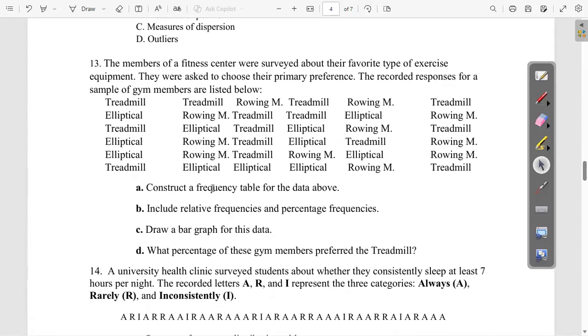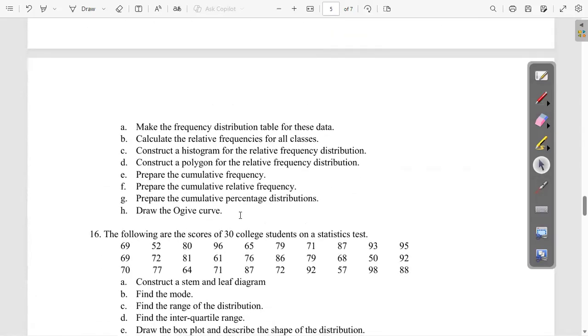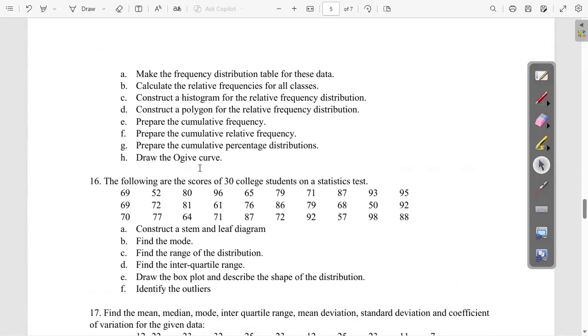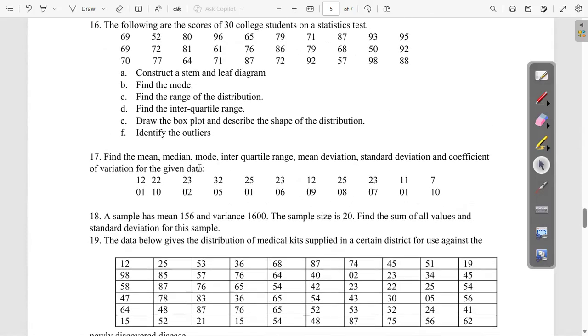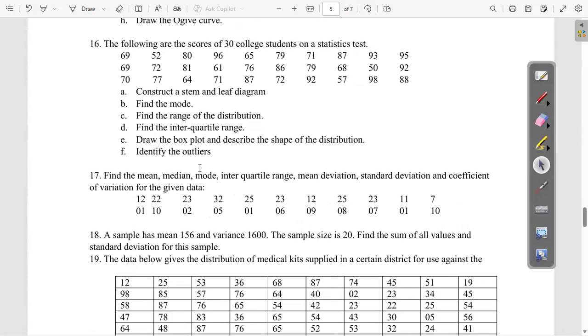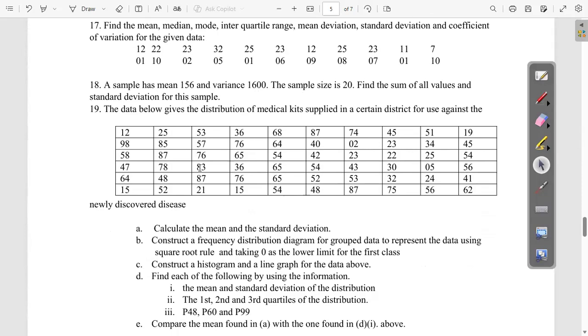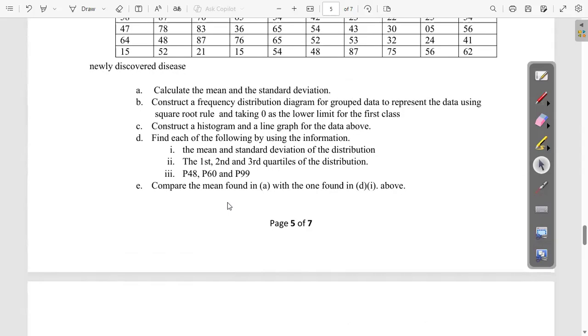And then we'll also look at how to construct frequency tables. You can see this question here. How to draw the polygon, the histogram, how to construct the relative frequency distribution table, how to do the ogive curves. We have questions on all that, as well as how to construct the stem and leaf diagram, how to find the interquartile range, how to do the box plot. We're going to look at all that, how to find the mean and standard deviation of grouped data, like this question number 19, how to find percentiles, like find the 48th percentile, 60th percentile, 99th percentile, and the like.